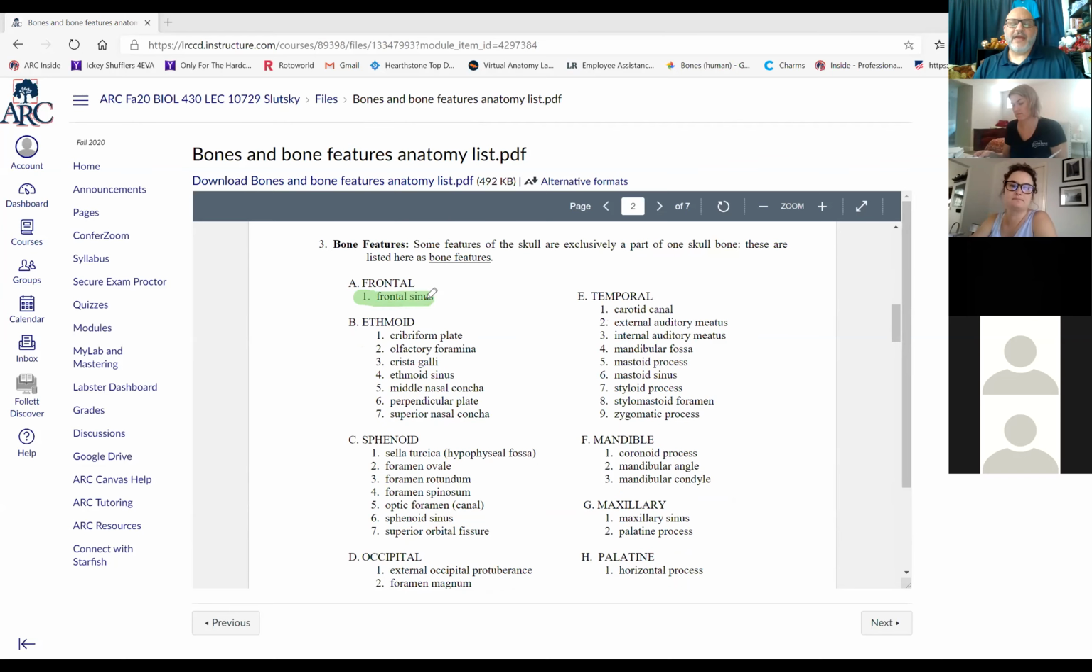Frontal sinus. How many bone features of the ethmoid are you responsible for? 7. How many bone features of the vomer bone are you responsible for? None. Does that mean the vomer doesn't have bone features? No, of course not. It has bone features, but you're not responsible for them on the exam. Does that mean you don't need to know what the vomer is or where it's found in the skull?